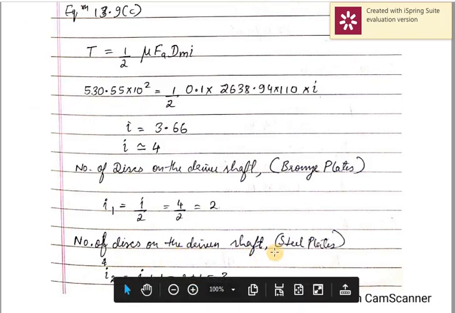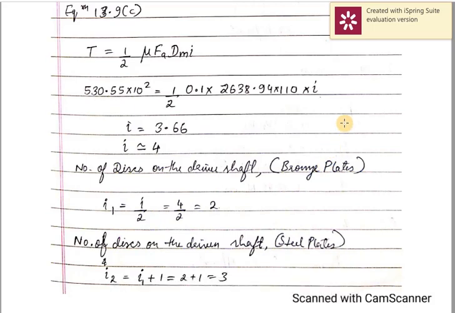Number of driven shaft, that is steel plates. For steel plates we have I2 is equal to I1 plus 1. So I1 value we have 2 plus 1. So number of discs on the driven shaft is 3. So I1 value 2, that is on driver shaft. I2 value is 3, that is on driven shaft.